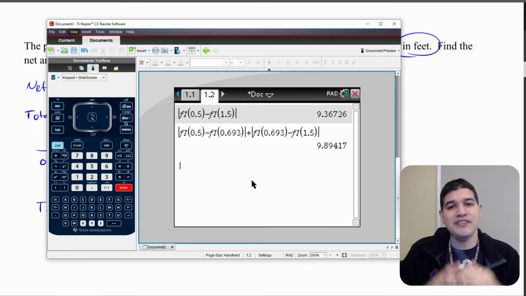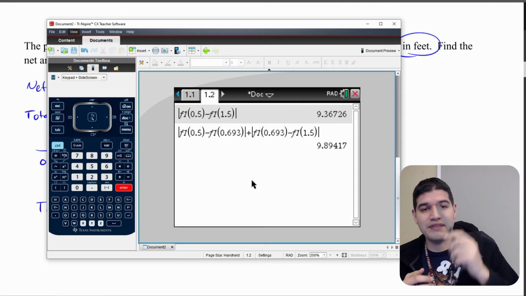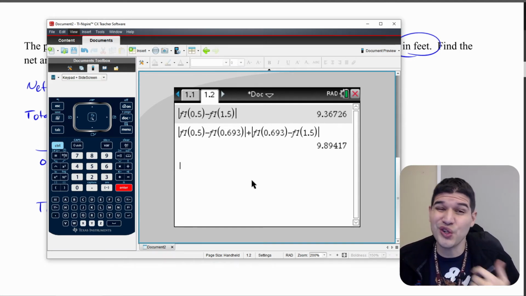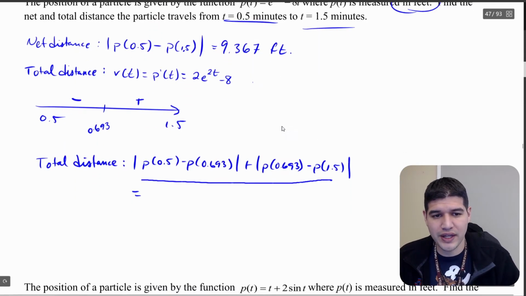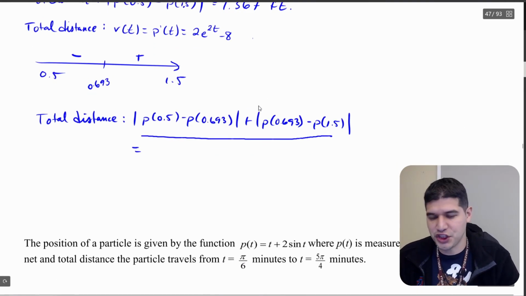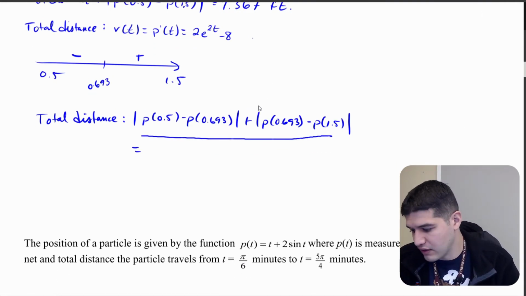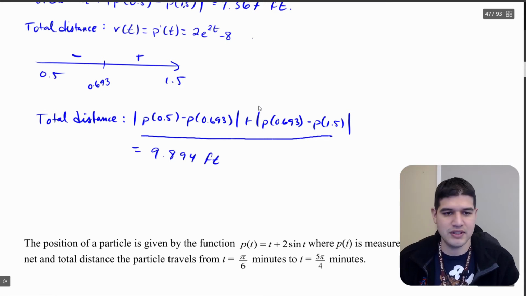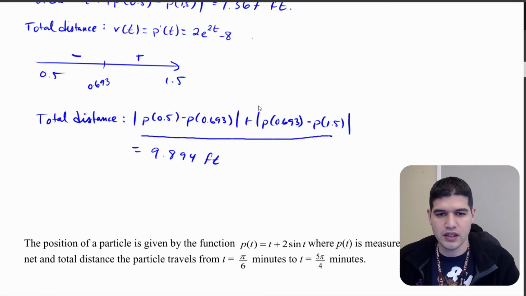You can see, even though those distances are very close, 9.367 and 9.894, you notice they're not the same. And they shouldn't be the same, because we know there is a negative distance and a positive distance here, so the direction does change. We get 9.894, and our unit is feet. So the total distance traveled is a little bit more than just where we ended up from the origin.